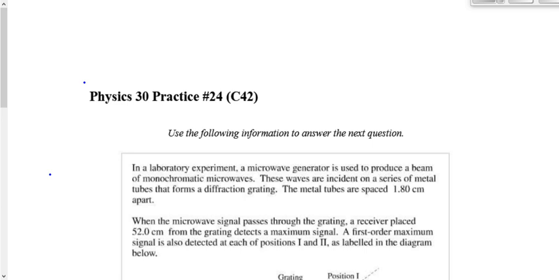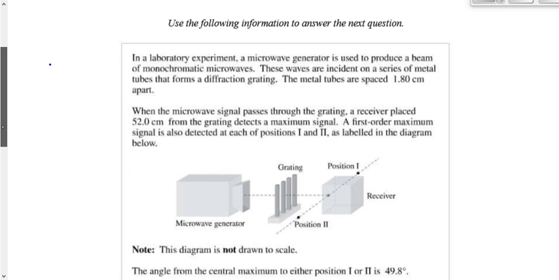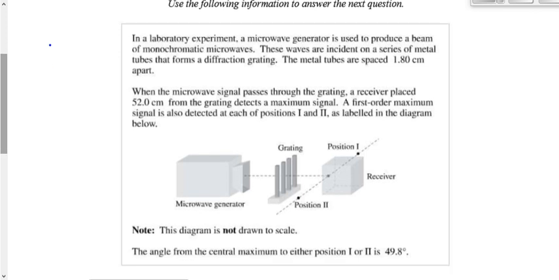Practice question set number 24. Question number 1 says, in a laboratory experiment, a microwave generator is used to produce a beam of monochromatic microwaves.